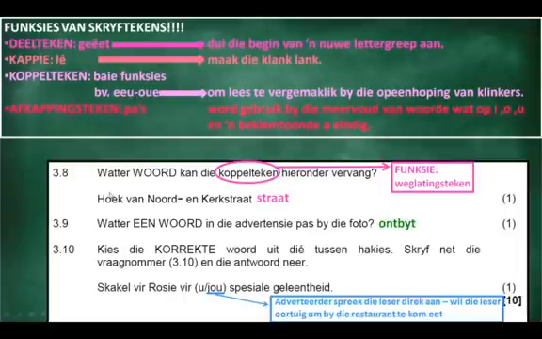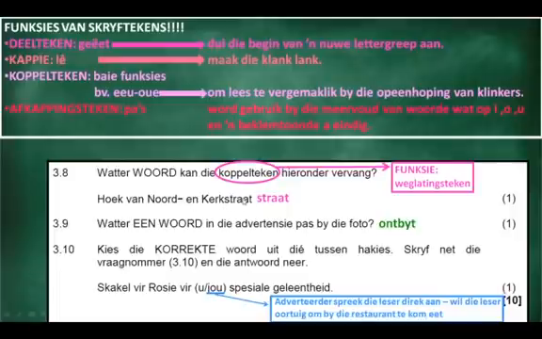In question 3.8, they are asking another function. So let's quickly have a look. Watter woord kan die koppelteken hieronder vervang? So which word can replace the hyphen in the sentence below? Hoek van Noord en Kerkstraat.